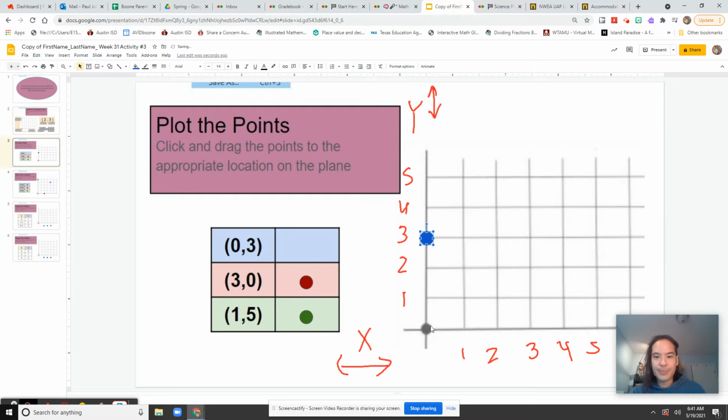There's 0, 3. The next point, 3, 0. We're going to run 3. But we're not going to jump any because there's 0. So run 3, jump 0. That means our point is going to be at 3, 0. Finally, 1, 5. I'm going to run 1 and jump 5. So our point will go right there. So there we go. Everything's in the right place. 0, 3, 3, 0, 1, 5.